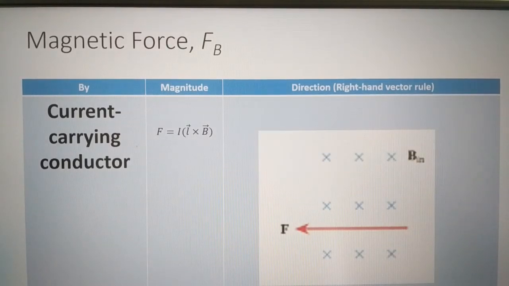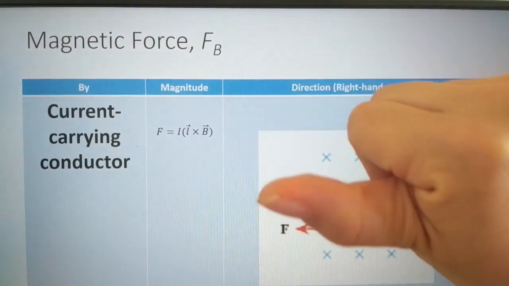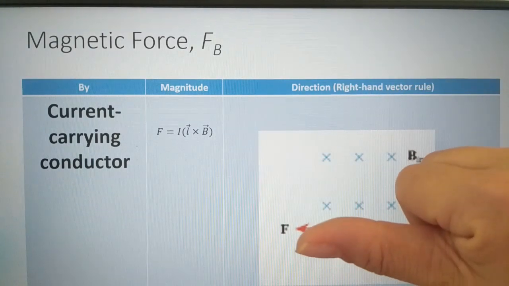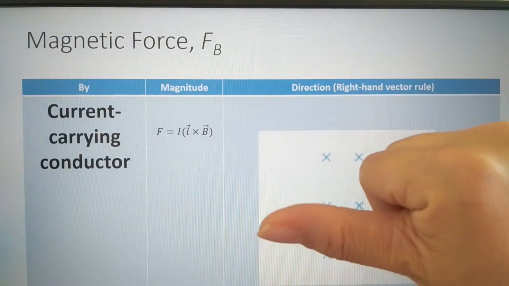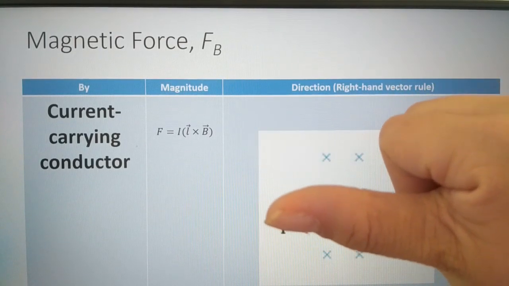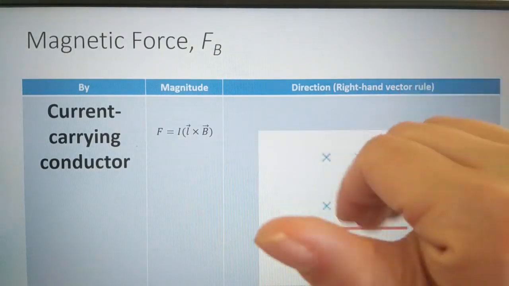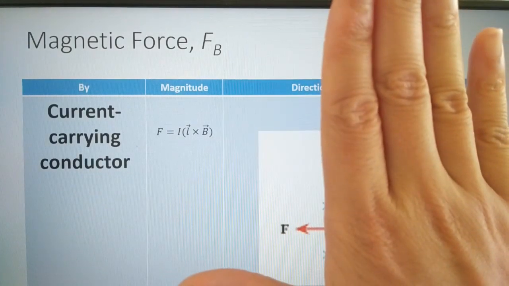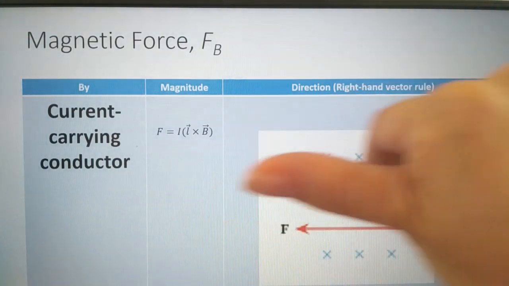Okay, what about the last one here? Again, use your right hand vector rule, thumb points in the direction of the force, and your magnetic field is into the page. So how do I cross from I to B into the page? So meaning, in order for me to cross into the page, my current has to point upward. Current upward, cross B into the page, force to the left.